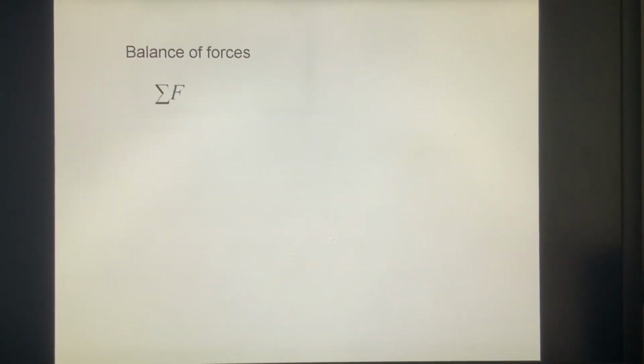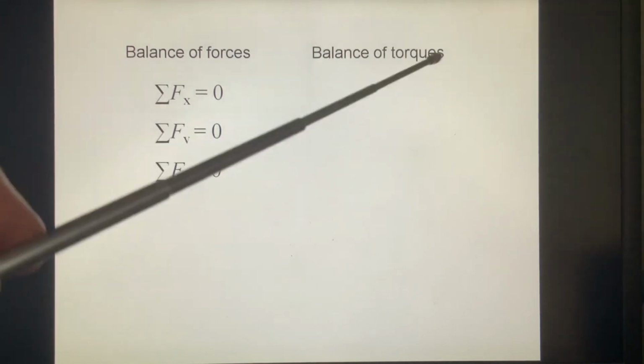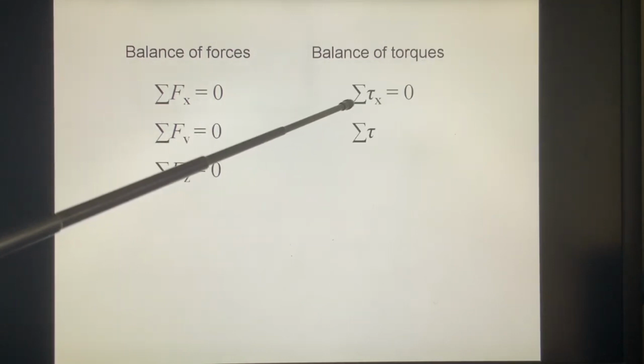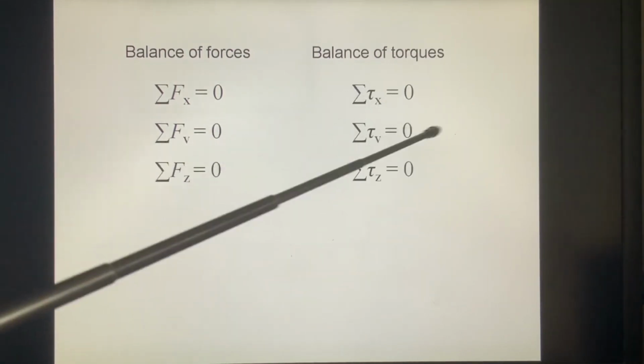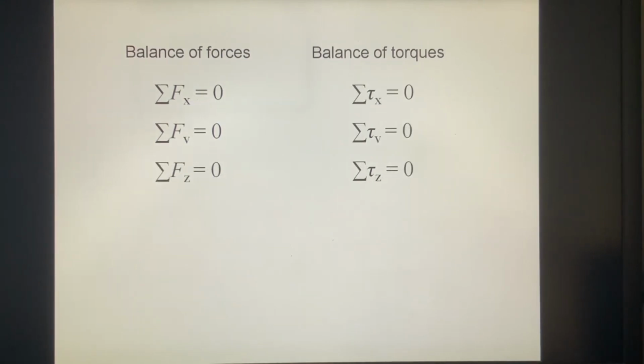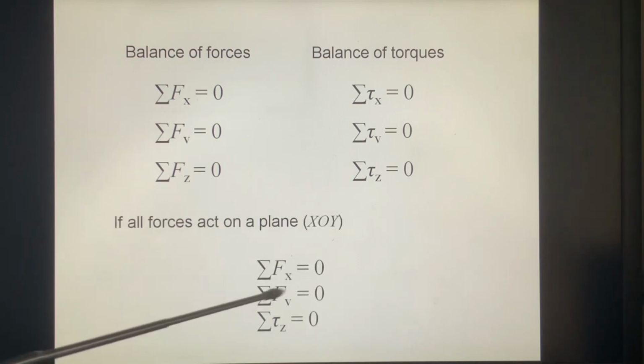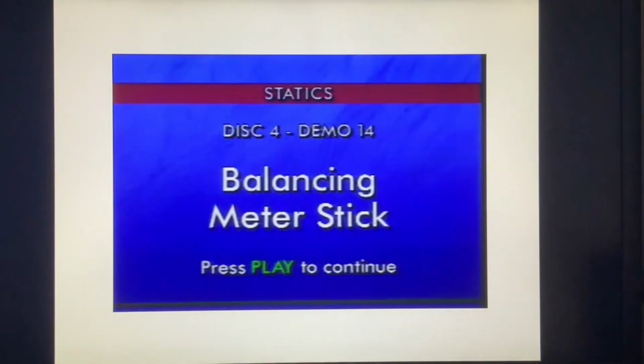Balance of forces: sigma Fx equals 0, sigma Fy equals 0, sigma Fz equals 0. Balance of torque: sigma tau x equals 0, sigma tau y equals 0, sigma tau z equals 0. Under this condition, there is a chance to be in equilibrium. If this is two-dimensional, then we get sigma Fx equals 0, sigma Fy equals 0, sigma tau z equals 0.